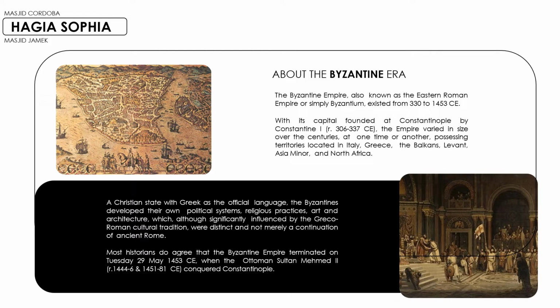The infamous Hagia Sophia Mosque was initially built as a basilica during the Byzantine era under the rule of the Byzantine Emperor Constantius.